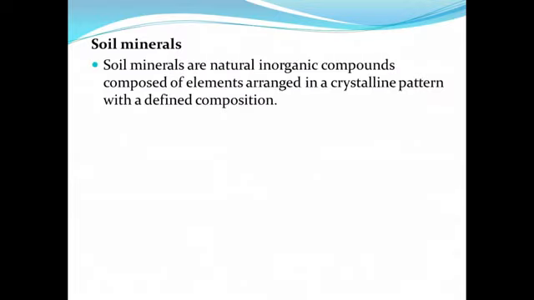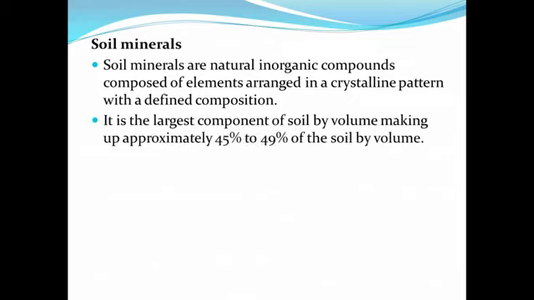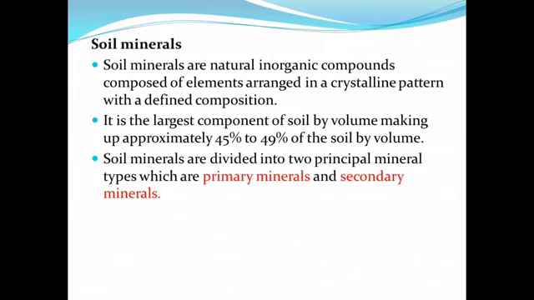Soil minerals are natural inorganic compounds composed of elements arranged in a crystalline pattern with a defined composition. Soil minerals are inorganic, which means they don't contain any remains or anything that has to do with plants and animals. It is the largest component of soil by volume, making up about 45 to 49% of the soil by volume. Soil minerals are divided into two. We have primary minerals and secondary minerals.